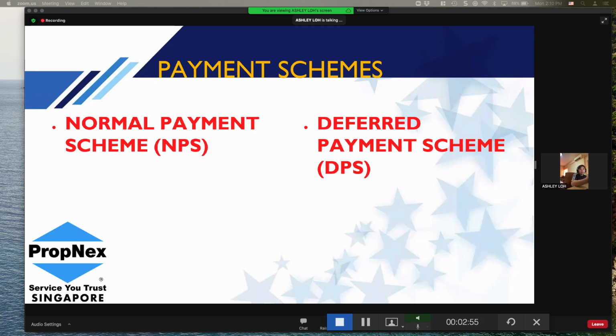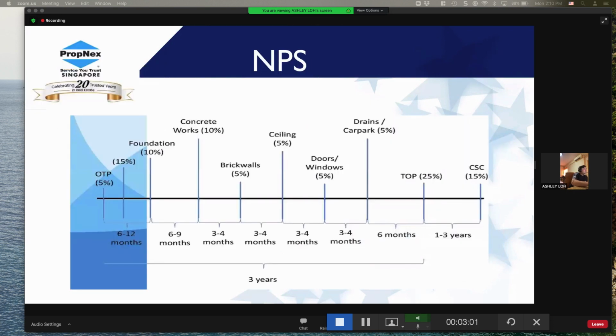You might want to prepare some pen and paper for some activity later where you'll have to start calculating. So NPS, in a very simple nutshell, follows the progressive payment scheme that you learn in your RES exam. Throughout the entire 3 years that the condo takes to build, you pay progressively, starting from the day your client puts down that 5% check.